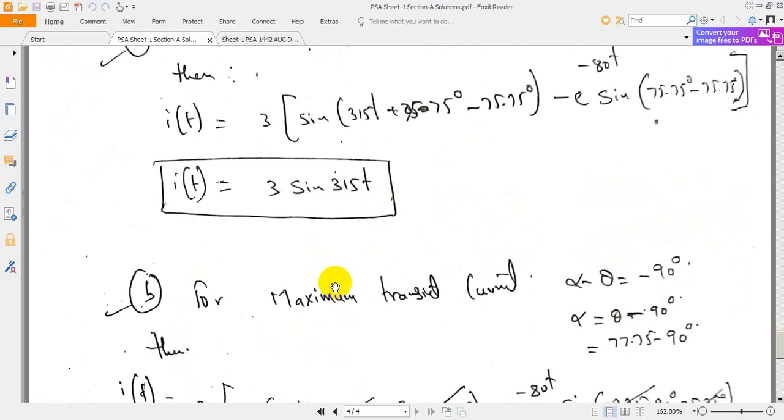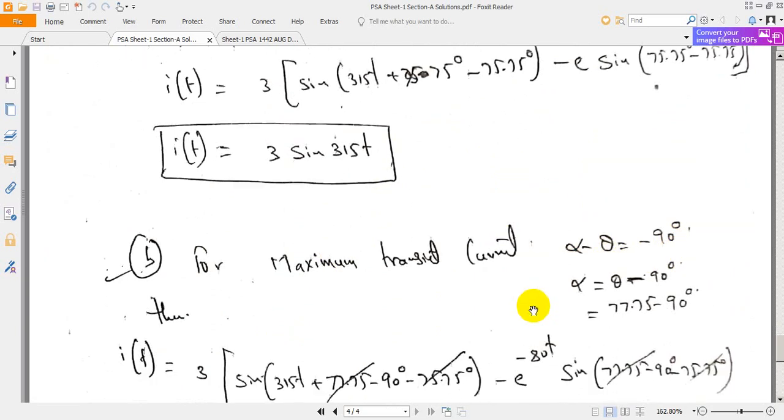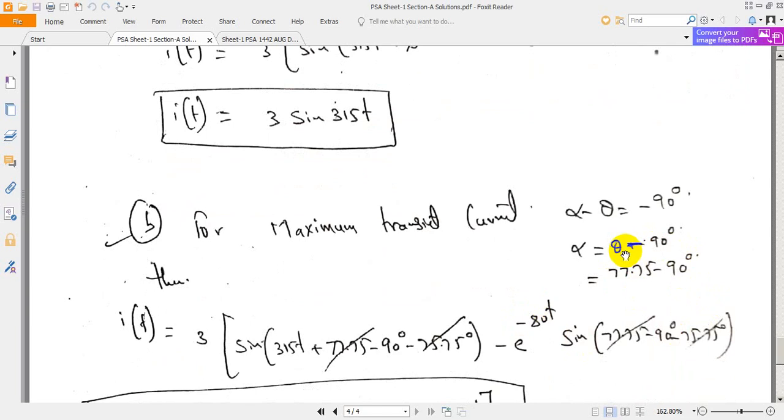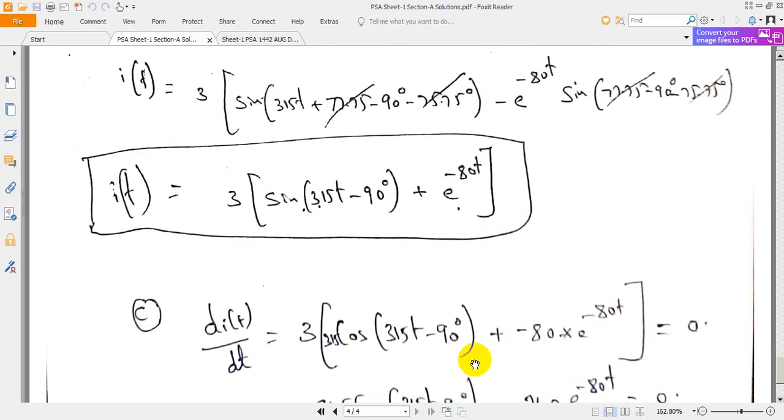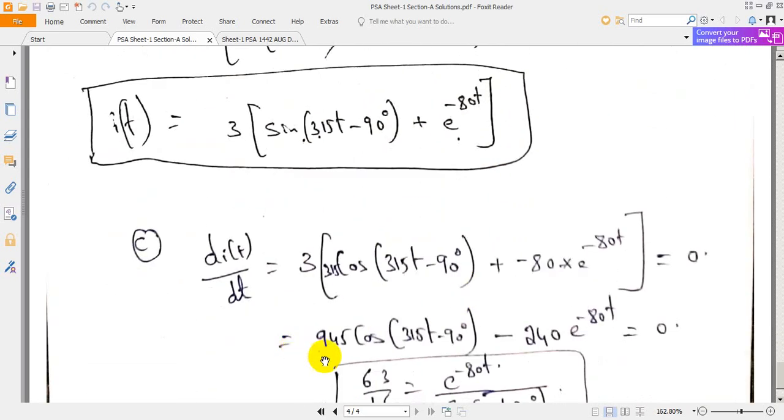For maximum transient current we will get alpha minus theta is equal to minus 90. This is the condition for the maximum transient current or maximum DC offset. Just substitute the value alpha is equal to theta minus 90, you will get 75.75 minus 90 degrees. Just substitute the value, you will get 315t minus 90 plus e power minus 80t. With this we have completed section B.